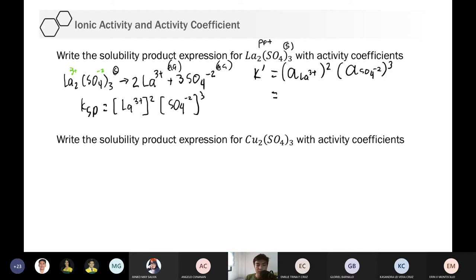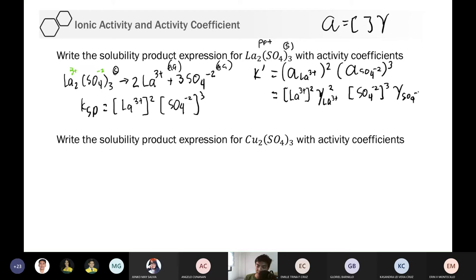Then, ano alam natin? Activity is concentration times the activity coefficient, gamma. So, substitute natin yan dito. So, that will be the concentration of lanthanum 3 plus squared, gamma of lanthanum 3 plus squared, concentration of sulfate ion cube times the gamma of sulfate ion cube. So, okay na yan. Acceptable na tong sulat na to.